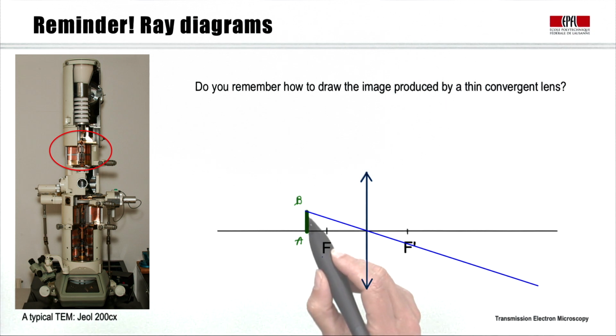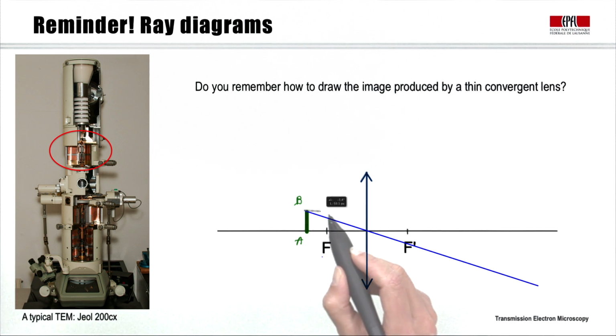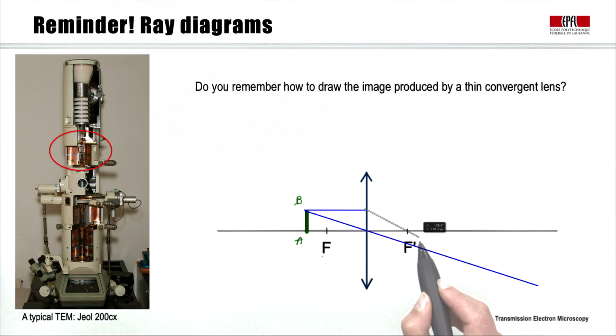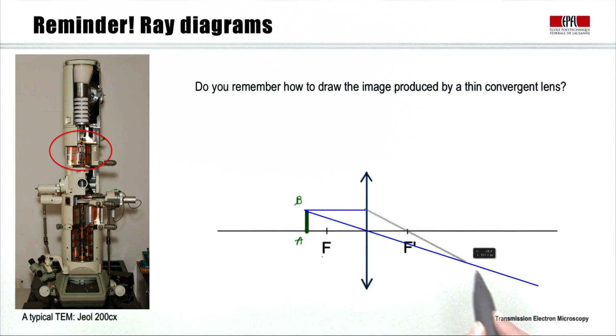I can do a second ray by taking a ray that is now entering the lens parallel to the optical axis. If I do so, the ray will be deflected exactly through the focal point. I can then continue it, and at one point it will cross the first ray. So now I do have a place where I know I have my B point.